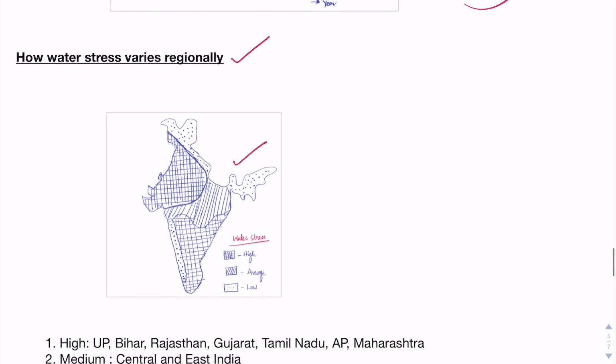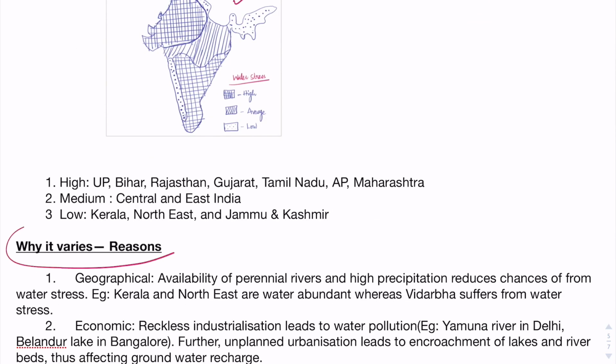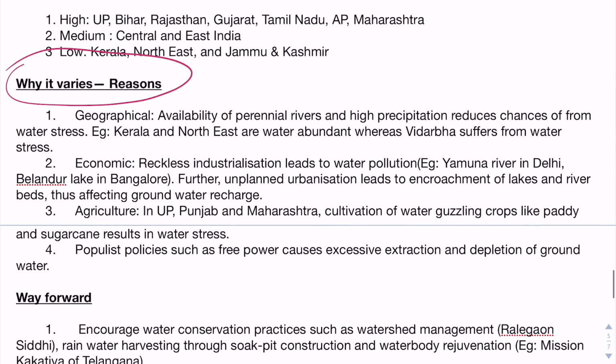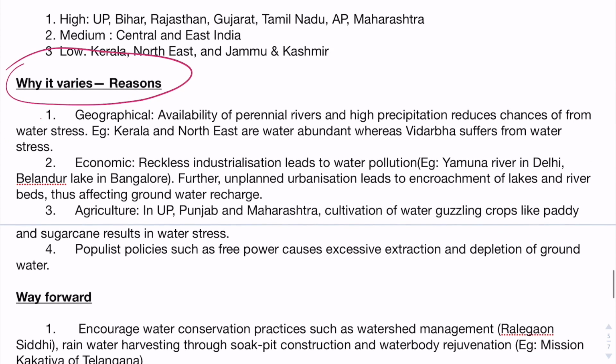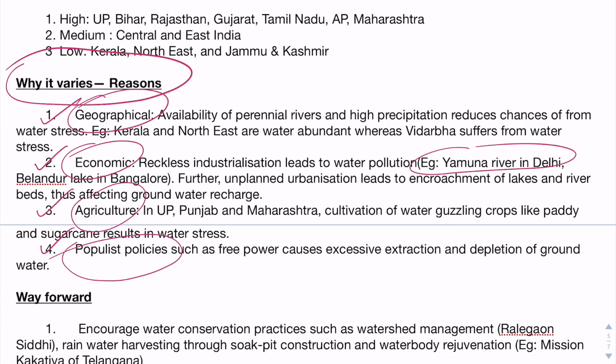Then you move on to third part of the question, why it varies, that is the reasons. Here you discuss various reasons across multiple dimensions, that is geographical, economic, agriculture and government policy, along with examples such as Yamuna River in Delhi, Bellandur Lake in Bangalore, to make your point.